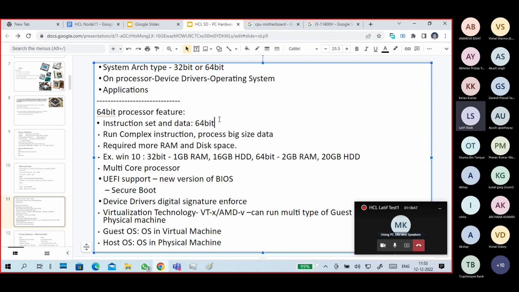Okay. And also 64-bit processor and motherboard supporting this UEFI. That is a new version of BIOS. Digital signature enforcement is also there.